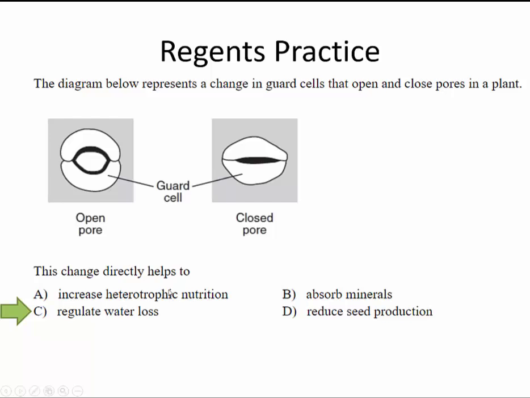Pretty much animals that are heterotrophs only have mitochondria. So that is neither of these things. Absorbing minerals, B. That happens at the plant roots, also not really a main focus in the living environment regions. D, reduce seed production. That's just a weird thing to suggest. Also not covered in the living environment regions. So these are all just distractions. The answer here is regulate water loss.